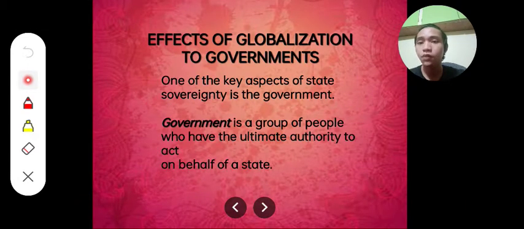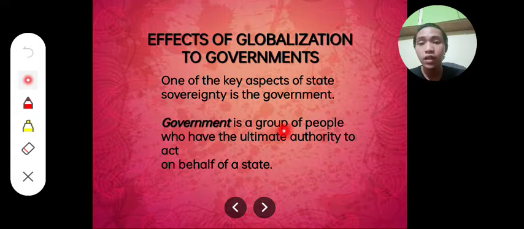Next is the effects of globalization to governments. There are also effects of globalization on the environment, not just on the people. So one of the key aspects of state sovereignty is the government. So what is government? Government is a group of people who have the ultimate authority to act on behalf of a state. So it is self-explanatory already.